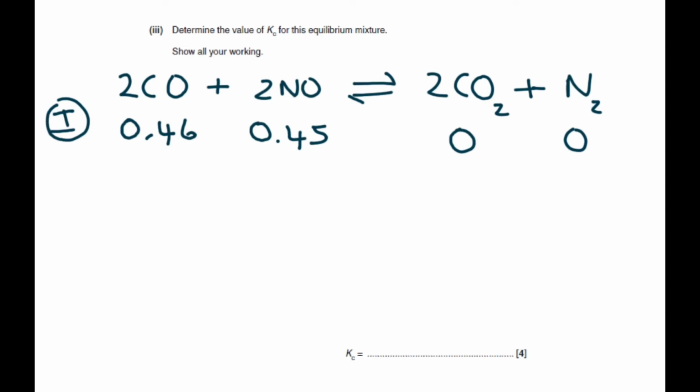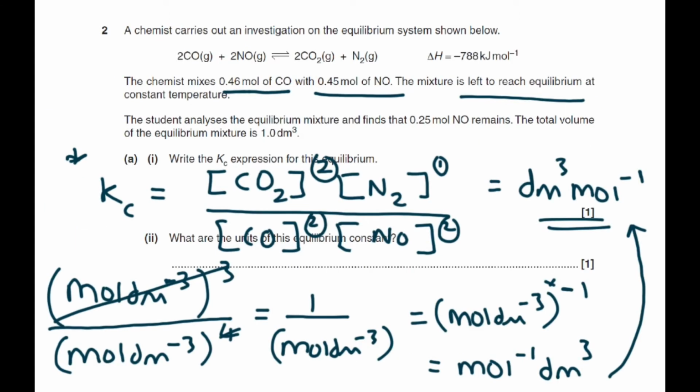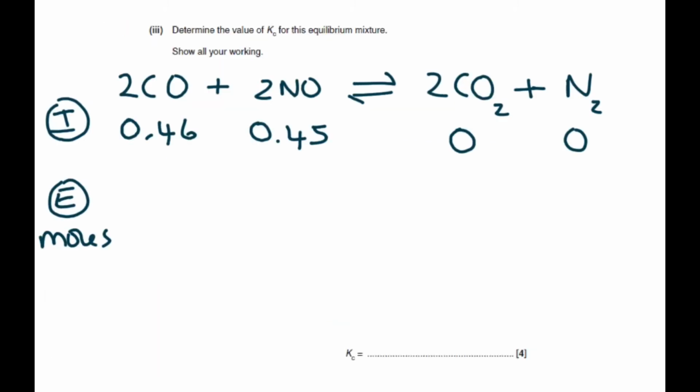It's left to reach equilibrium, so I'm now going to put E for equilibrium. Remember, this is all in moles. This is moles, equilibrium moles. So the student analyzes the mixture and finds that 0.25 moles of NO remains. So 0.25 at equilibrium, 0.25 moles. Okay, now what we need to work out is the change. We've got the initial, we've got the equilibrium, and we need the change.